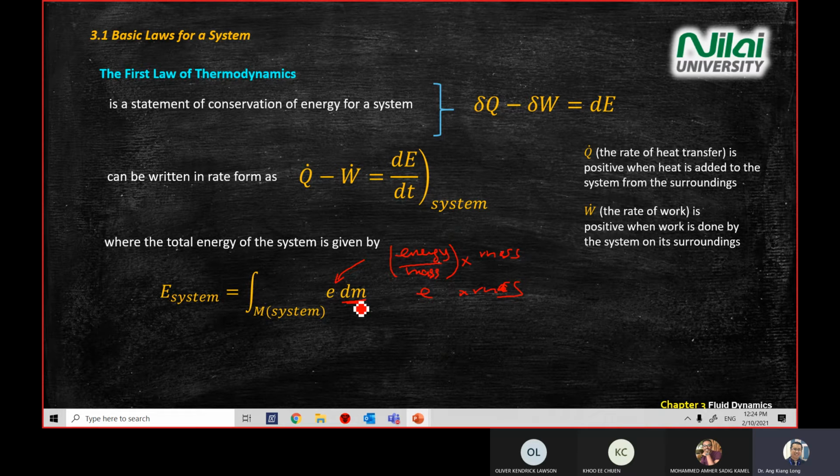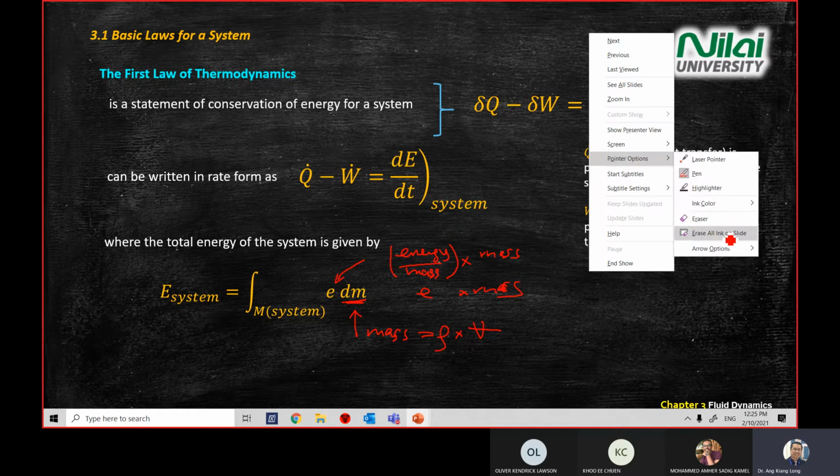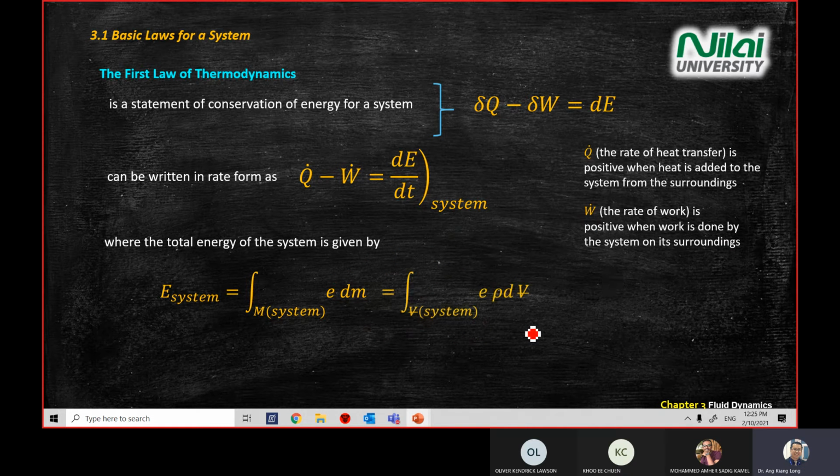Again, this chapter or module requires you to link mass with another two parameters that you can measure, which are rho and volume, to get the energy. Then you have the forms of energy. You know that energy cannot be created or destroyed. It can only be transformed into a different form of energy.